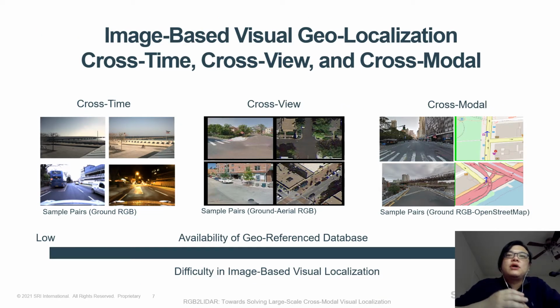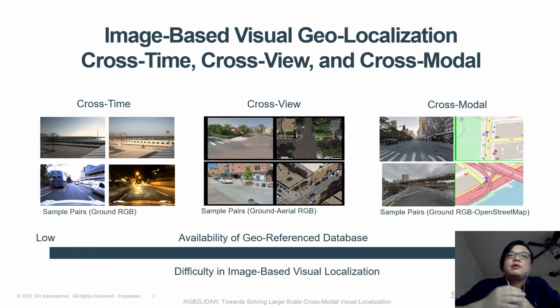As we described in the previous slides, image-based geolocalization requires constructing a geo-referenced database beforehand. This database can be constructed in different ways. The reference data inside the database can be collected using different sensors. Typically, this database will be constructed using images collected by cameras from similar ground viewpoints.